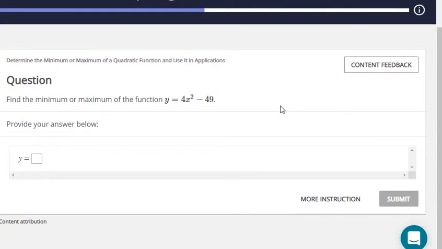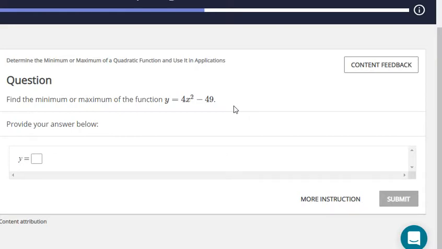Let's try a simpler one. It says find the minimum or maximum of this function. Well, let's think about this function. There's no middle term. That's okay. It actually makes this one easier.